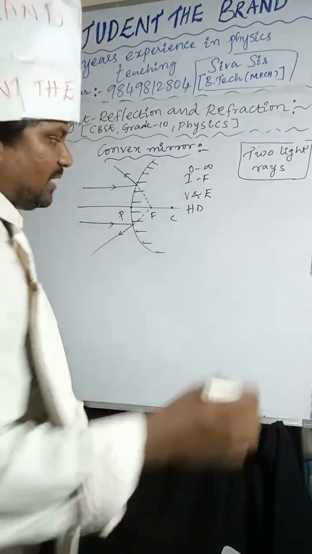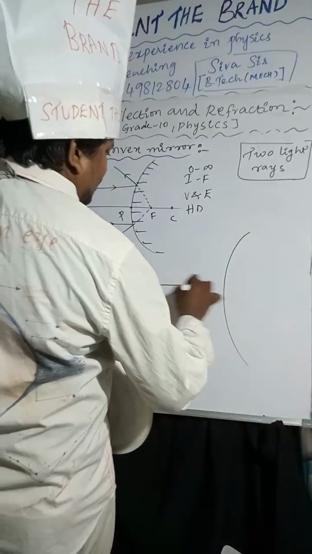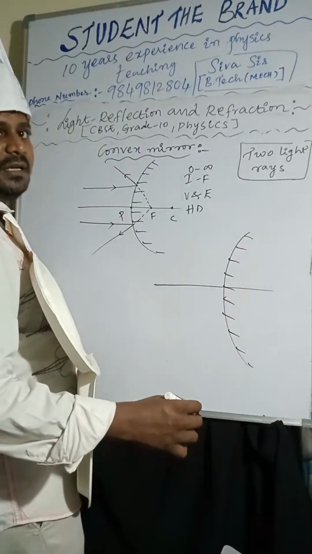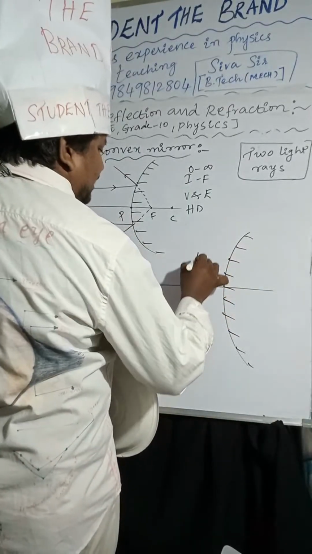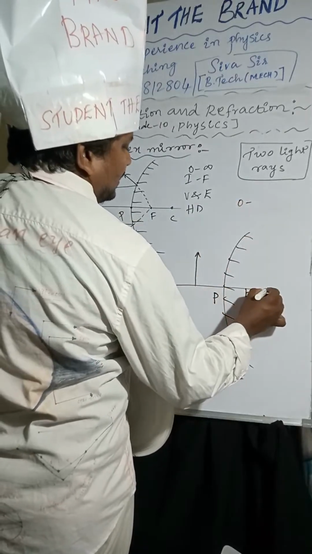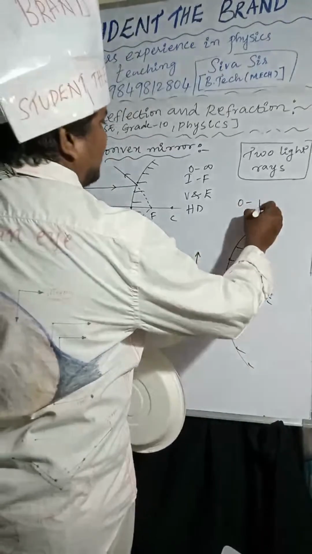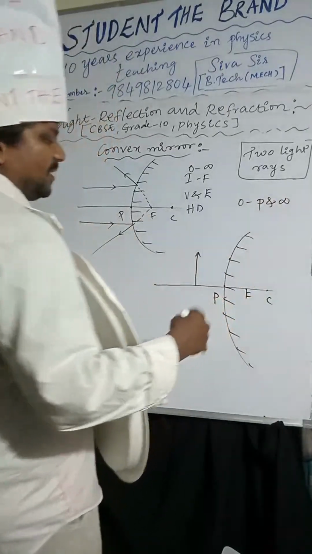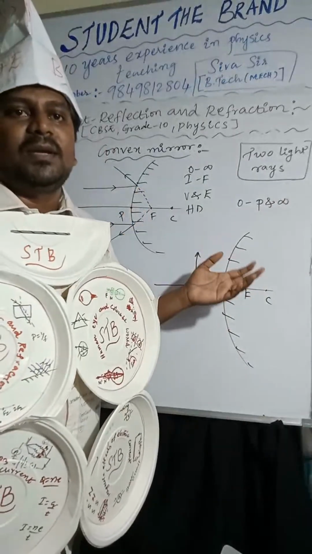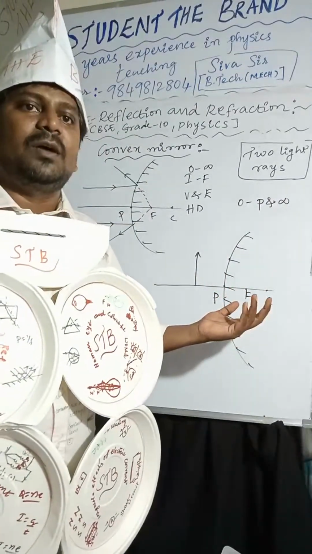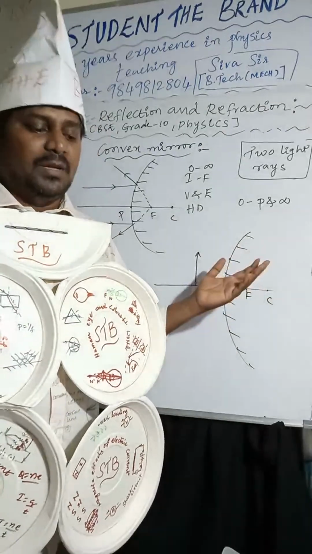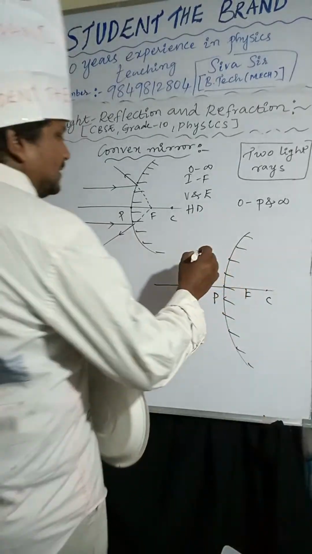So one is this one. Another one I am taking: the object is placed anywhere between pole and infinity. How many light rays are required to form the image of the object? Minimum 2 light rays are required.